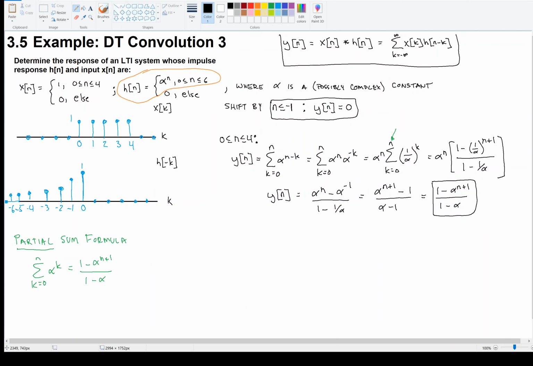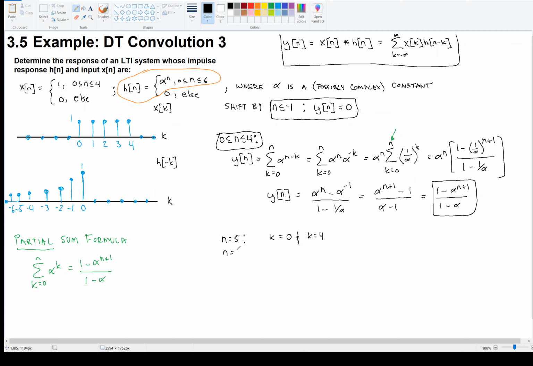Okay, so this is part of our solution. And I say part, it's just a piece. This is going to be piecewise. This only applied for when n was between 0 and 4. Now, let's continue shifting by 5. And we said that the non-zero overlap was between 0 and k equals 4.